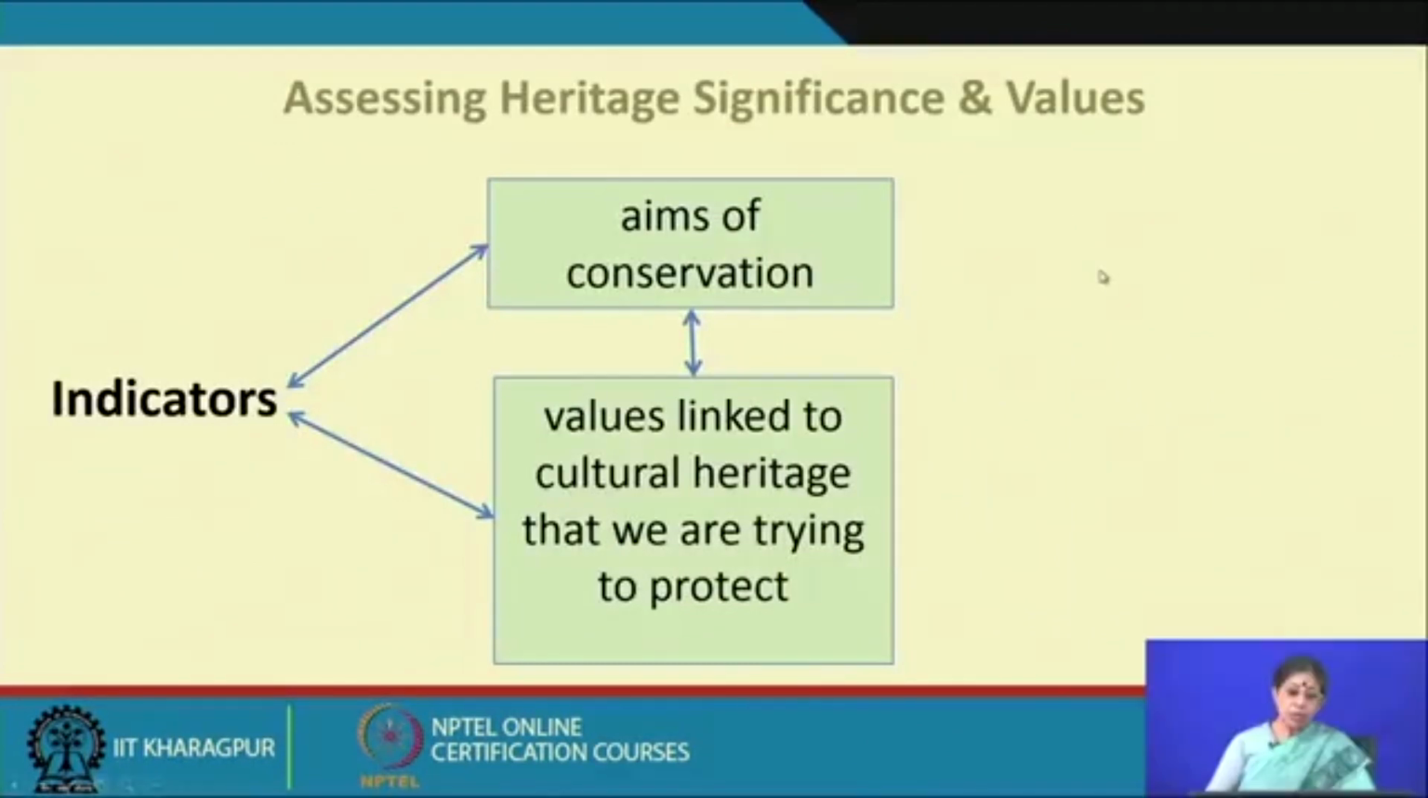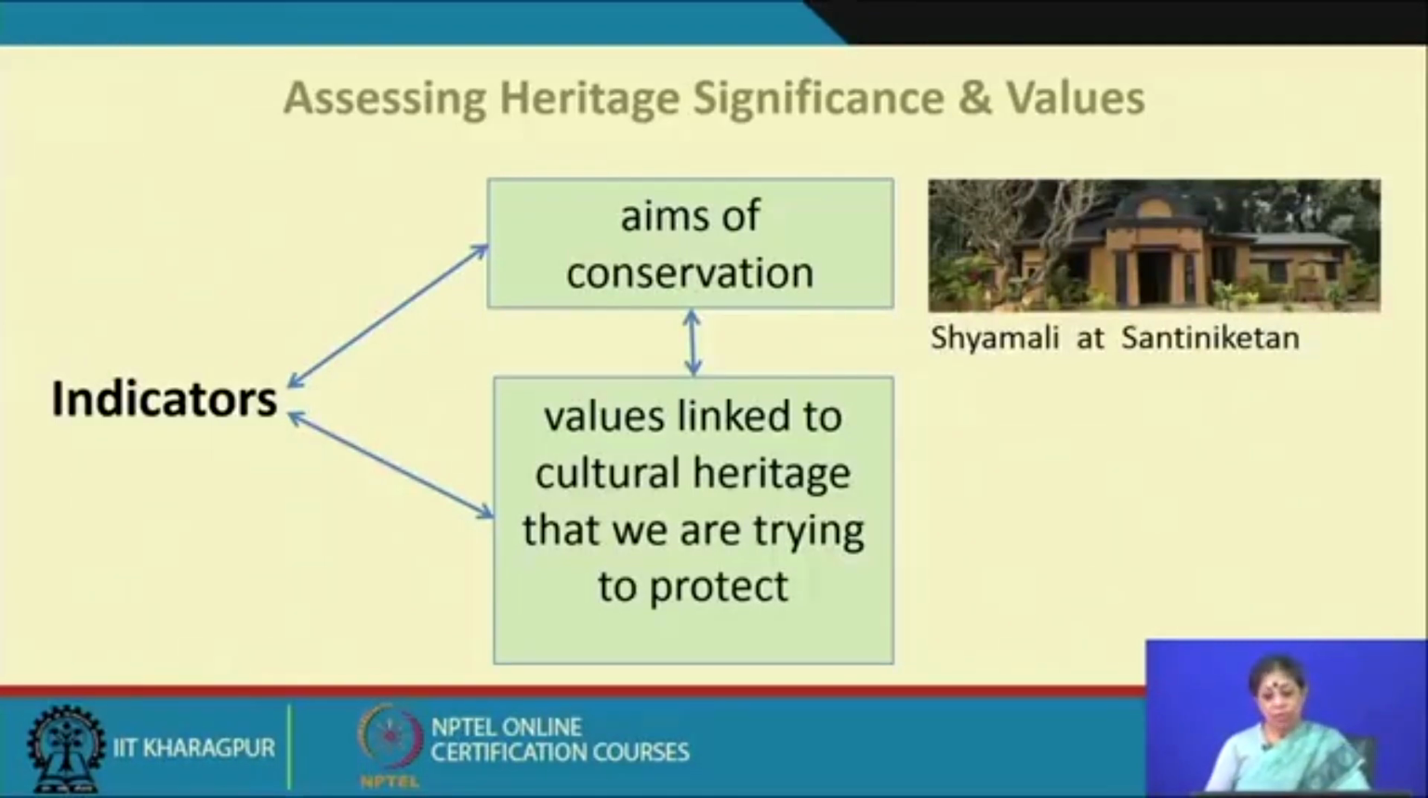So, that means there have to be indicators. What are the indicators to? One is the aims of conservation. Through the indicators, they dictate what the aims of conservation are, or vice versa, the aims of conservation are decided by the indicators. Also interrelated is the values linked to the cultural heritage that we are trying to protect. So, the aims of conservation, the values linked to the cultural heritage we are trying to protect, and the indicators are interrelated and one depends on the other. We must understand this interrelationship.